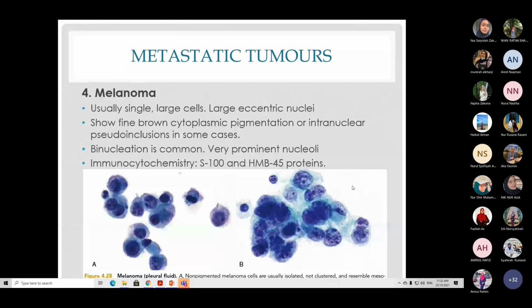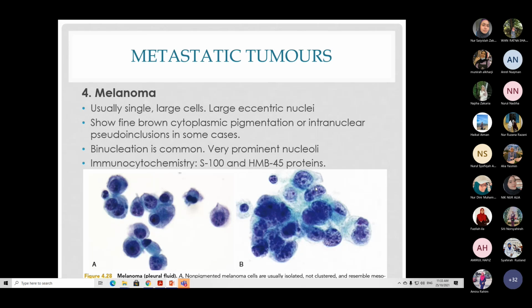And the fourth case is melanoma. Usually it is single large cells with large eccentric nuclei. Melanoma cells show fine brown cytoplasmic pigmentation, although sometimes it is hard to see the brown pigmentation. In some cases you see intranuclear pseudoinclusions. Binucleation is common in melanoma cells, and there are very prominent nucleoli.